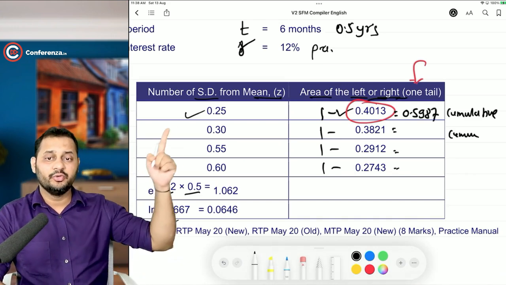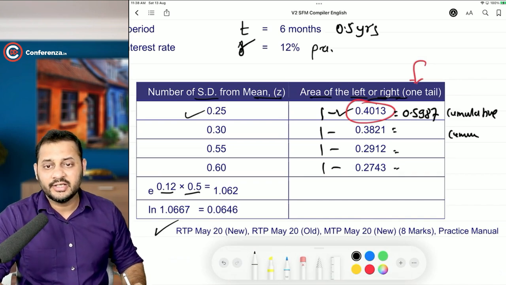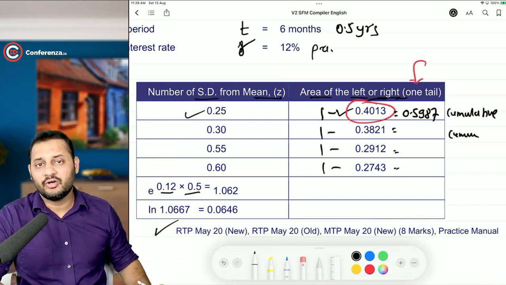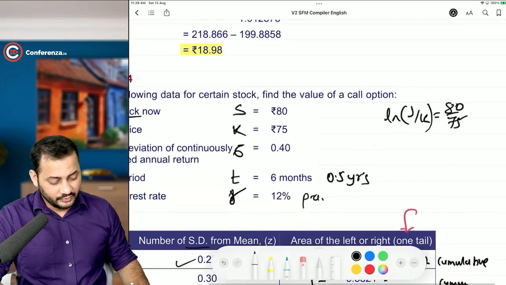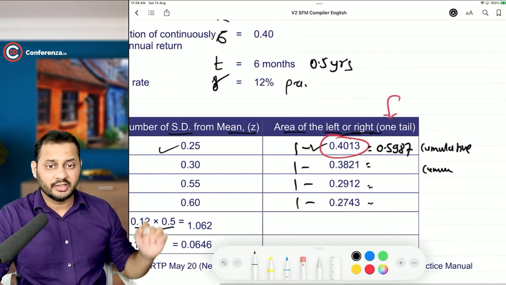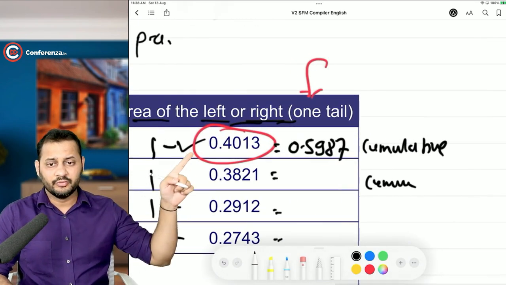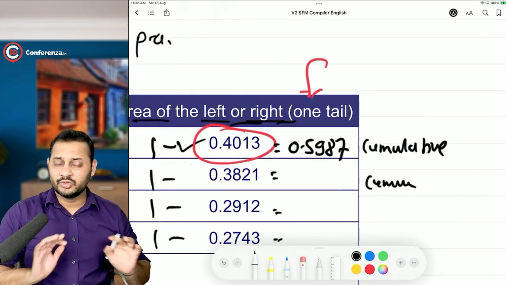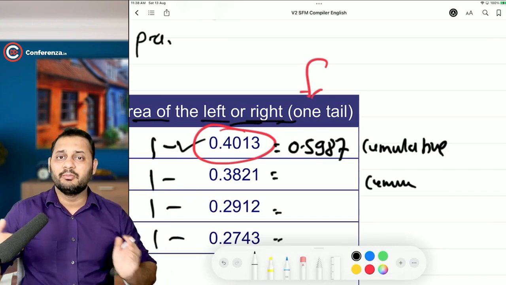This is what you have to use for 0.25. There can be different ways to present the Z values of 0.25, so you should be very careful before picking up the values. Lots of students will do the interpolation for 0.4013 and 0.3821. No sir, these are the tail values. This is not required. We need the body value.